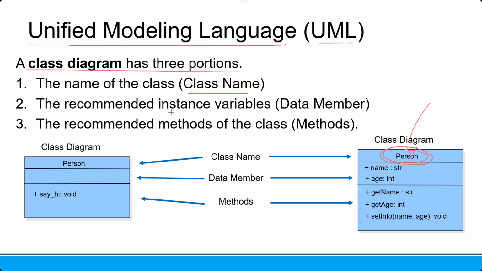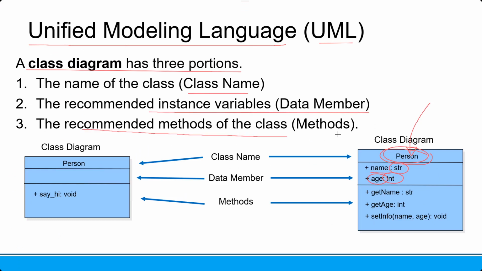So we have the instance variables, or we call it data members. The person has a name, and the name data type is a string. The person has age. The age of the person is int, or integer.